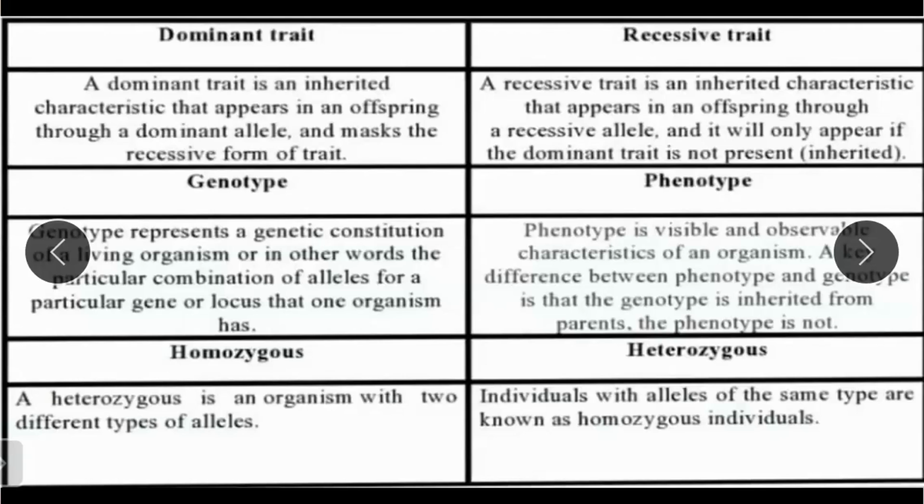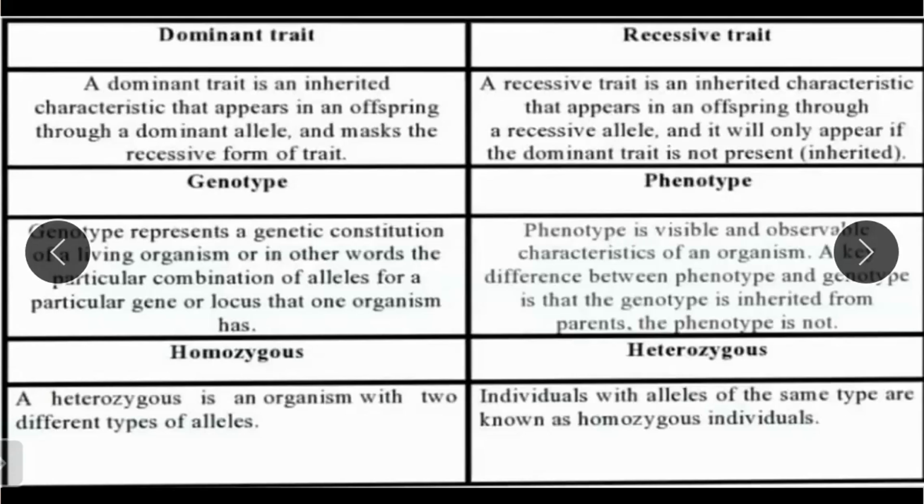Now what is a recessive trait? A recessive trait is an inherited characteristic that appears in an offspring through a recessive allele, and it will only appear if the dominant trait is not present or inherited. Dominant means the actual characteristics which are transferred from the parent to the offspring, but recessive means when a particular gene is not transferred to the offspring, then it is called a recessive trait. Understood these two terms, dominant and recessive?